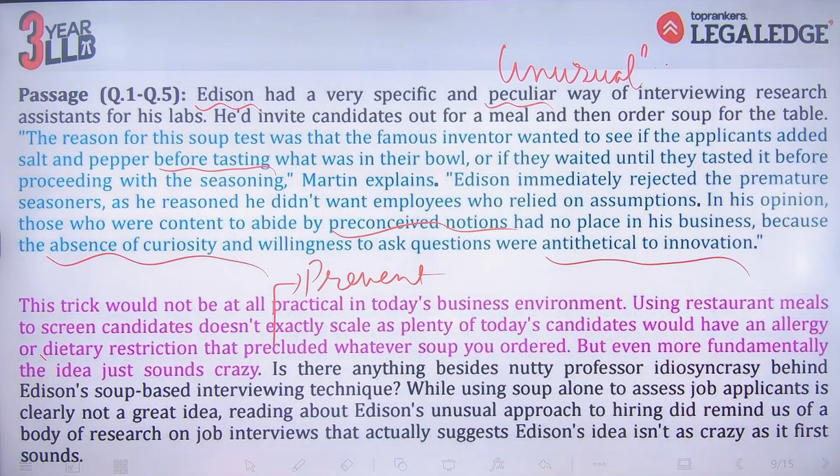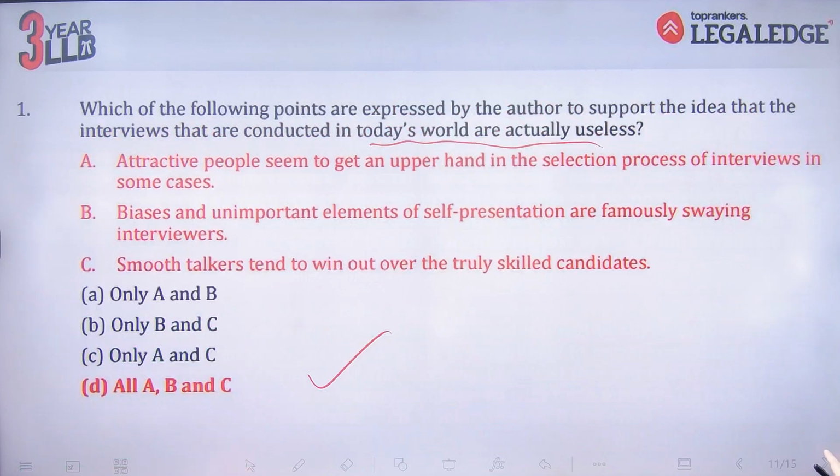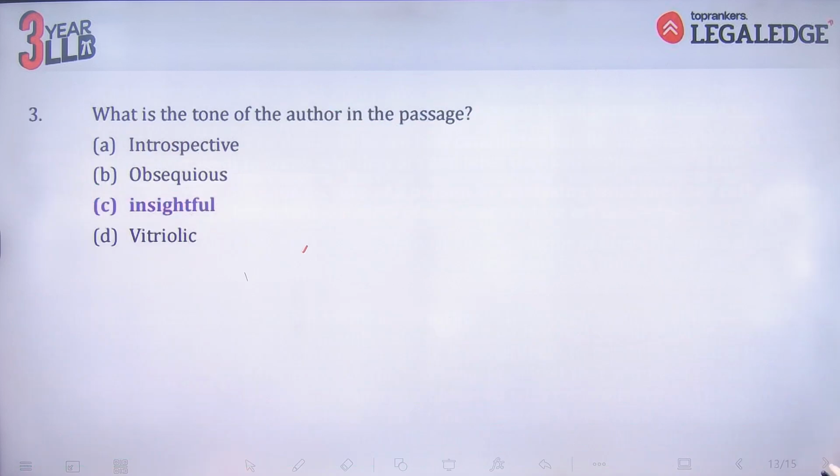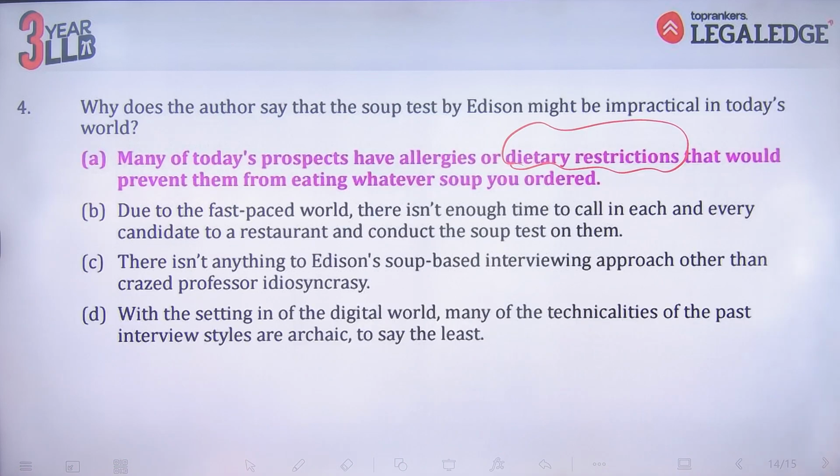Okay. अब देखिए ये जो पिंक कलर में मैंने स्टेटमेंट हाईलाइट की है, this trick would not be at all practical in today's business environment. All right, because of the dietary restrictions. So this has been given in the passage. So the correct answer is A. This was one reservation author has mentioned. Now let's see the other answer choices.